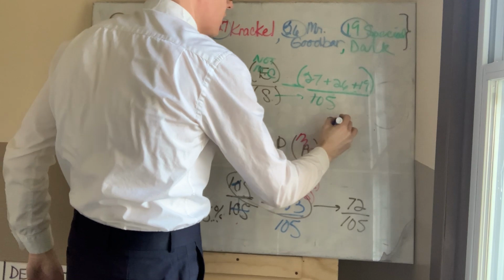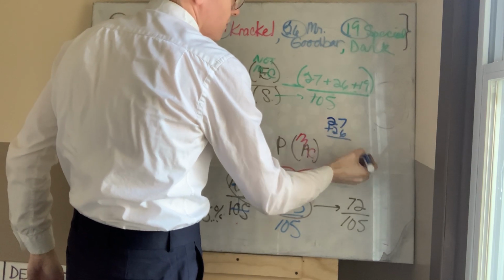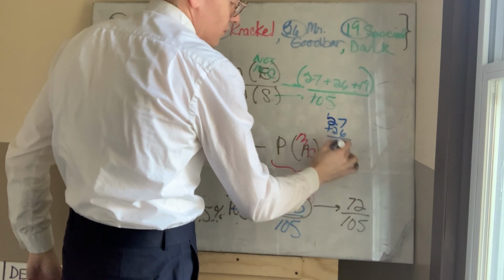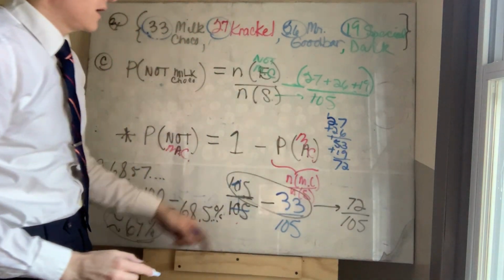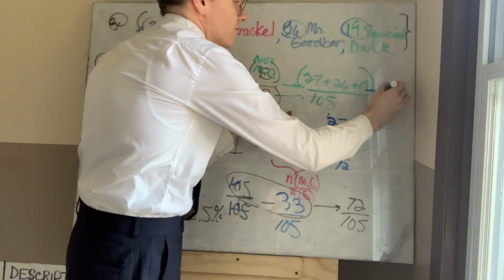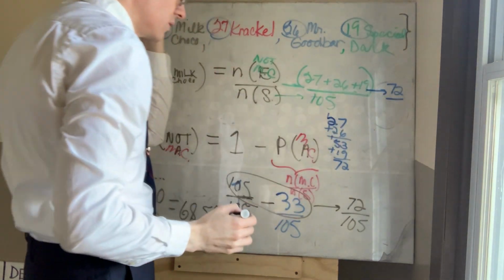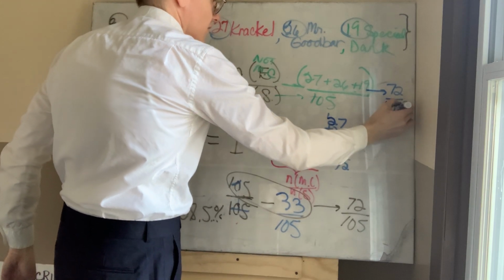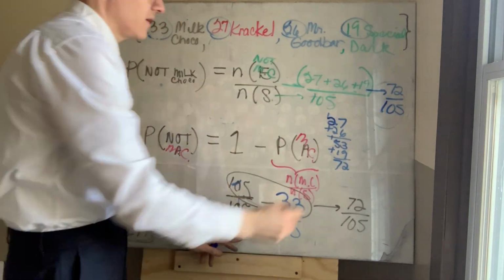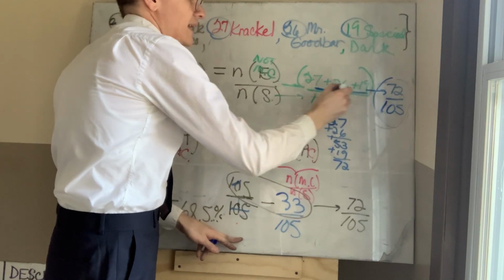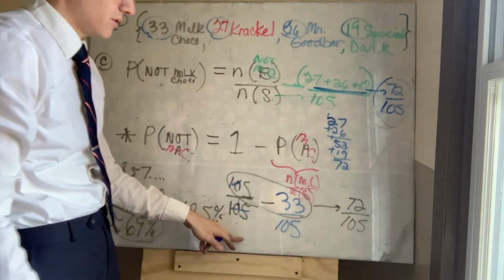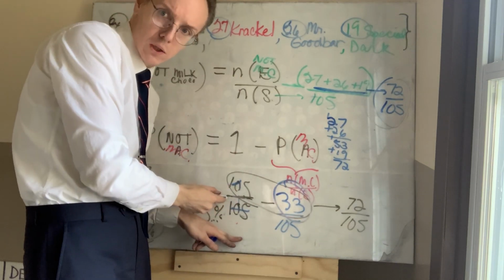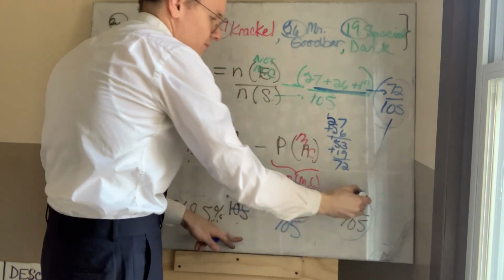27 plus 26 is 53, plus 19 is 12, carry the 1, is 72. It would be the same fraction of 72 over 105 that you would get as a result of adding everything that isn't milk chocolate versus subtracting what is milk chocolate from a whole. You get the same fractions.